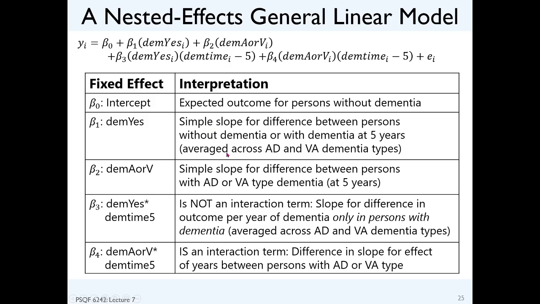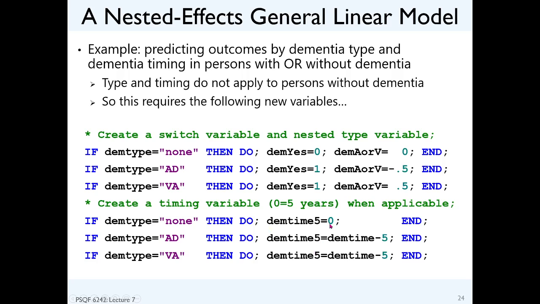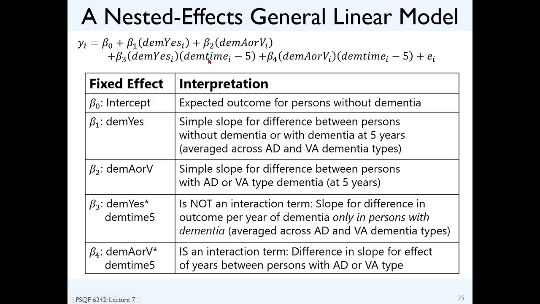And so that is why it's okay that I have a 0 here for the none group, is because this variable is never going to be used in creating an expected outcome for the none group. It's not in the model. This variable only has an effect in the model for the AD or VA groups because dem time is never entered all by itself. It's only entered as an interaction of dem yes. And so another way of saying that is that dem time is a nested effect.